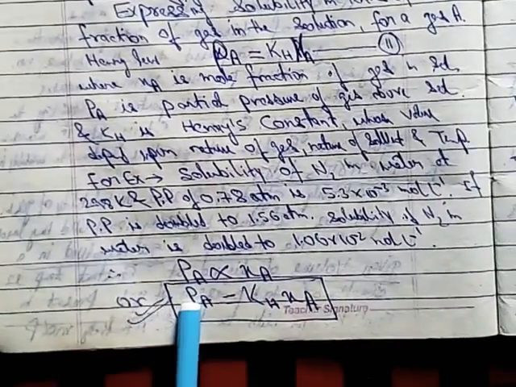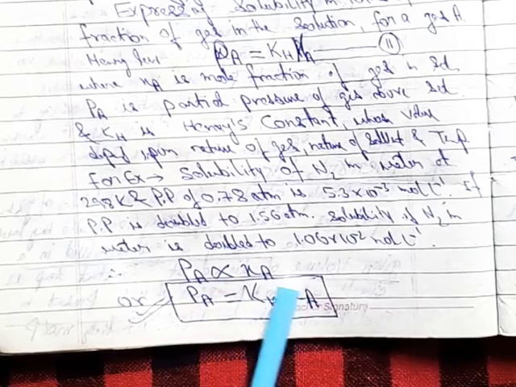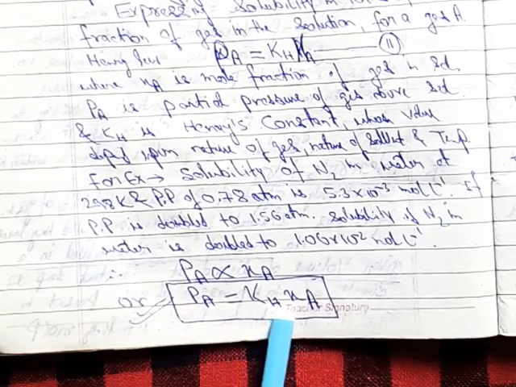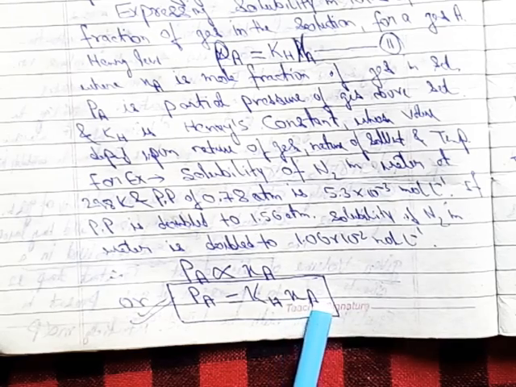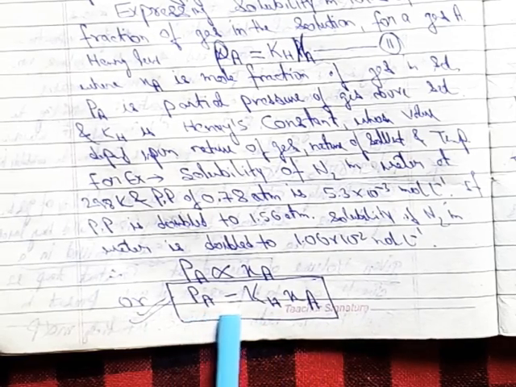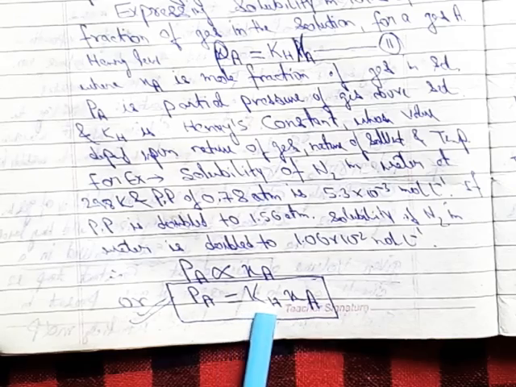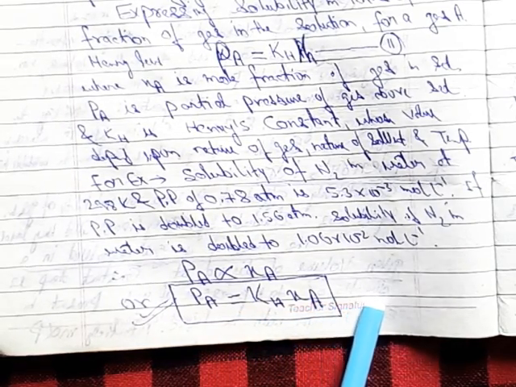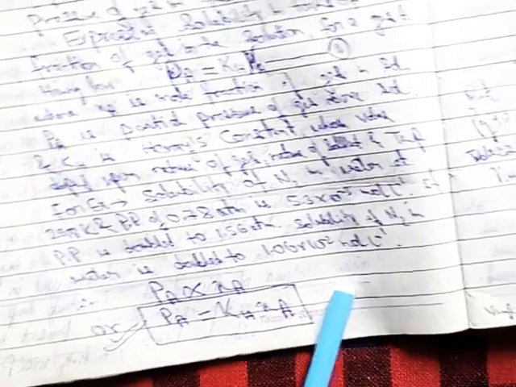So we have the final formula: Pa is directly proportional to Xa, the mole fraction of A, or Pa equals Kh into Xa. That means the pressure of gas A, the amount of gas which gets dissolved, is equal to Kh into the mole fraction of A. So that is the final equation for it.